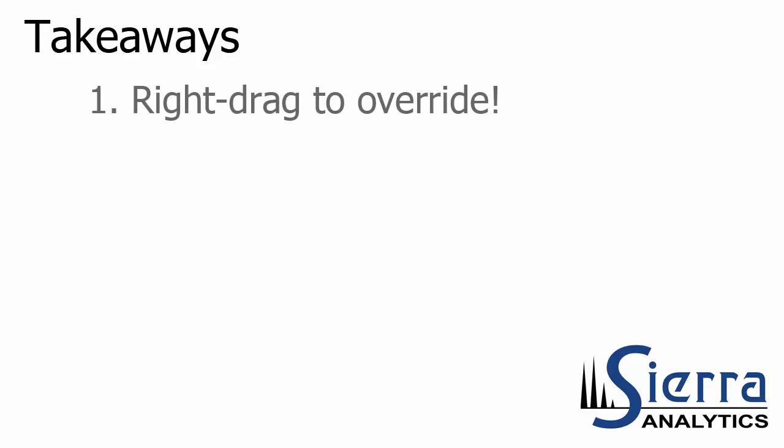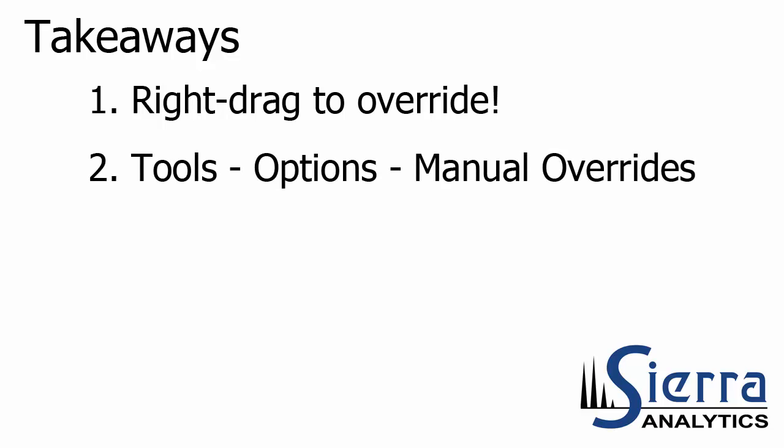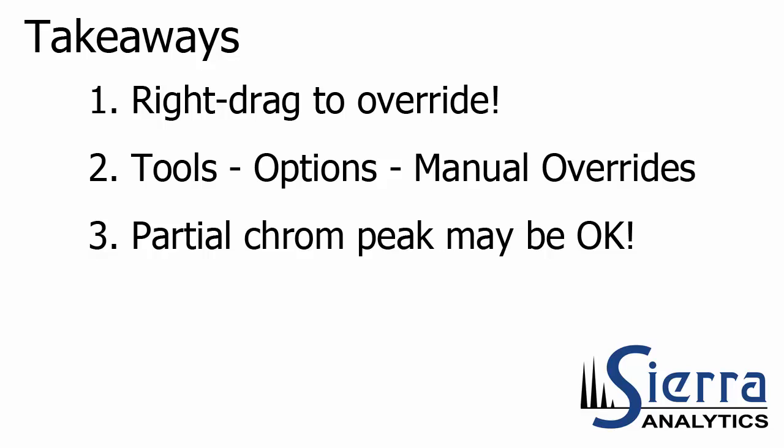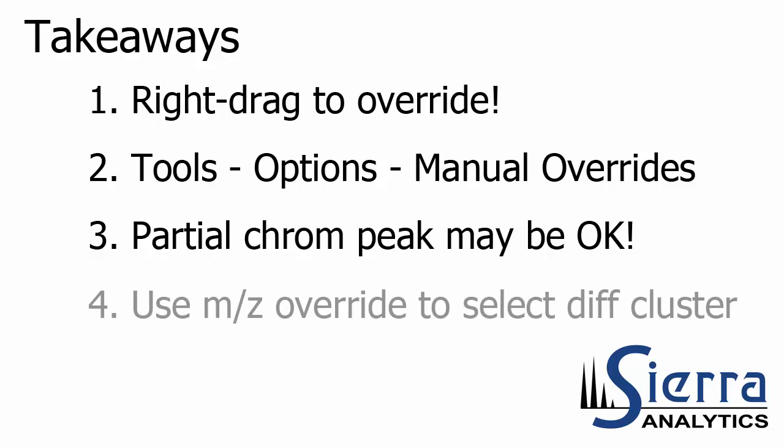To recap, there are four takeaways that I hope you got from this video. Number one, right drag to do your manual overrides. Don't bother trying to move the little triangles. Number two, if you want to see your override spectrum before calculating, you can by going into Tools, Options, Manual Overrides, and setting that checkbox. Number three, if HDExaminer uses only part of a chromatographic peak, that isn't necessarily wrong. And number four, M over Z manual overrides let you point HDExaminer to a deuterated cluster that makes more sense than the one that it chose by default.